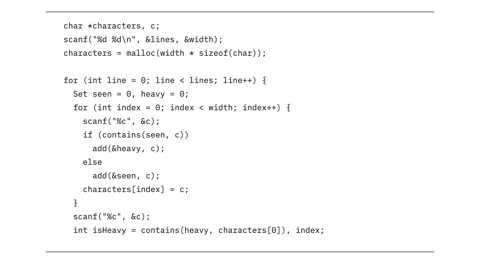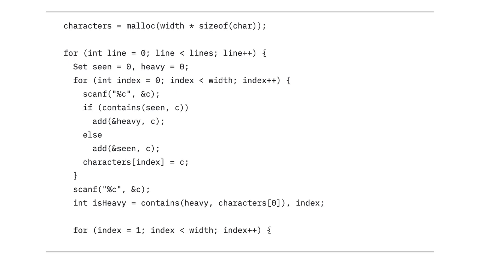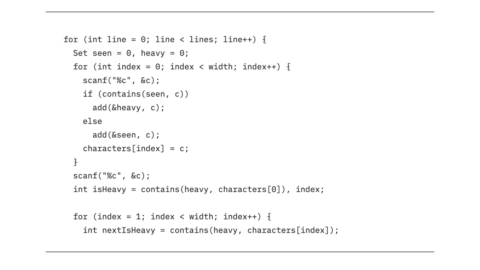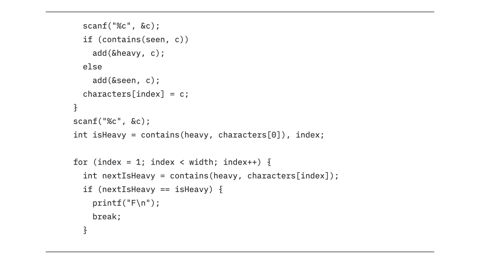Here we use a variable called isHeavy to store whether the first character in the string is considered heavy, and a variable called index that we'll use to index the characters in the allocated memory. So we've already looked at the first character in the string, so we can start indexing from position 1, where the second character of the string is. Here we record whether the next encountered character is heavy in a variable called nextIsHeavy. If its heaviness is the same as that of the previous character, then we know that the characters do not perfectly alternate, so we can output the result f and break out of the for loop.